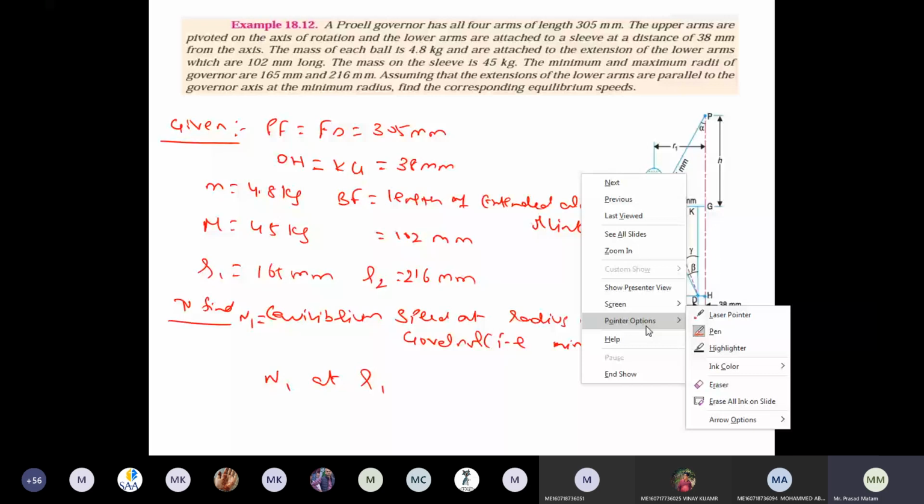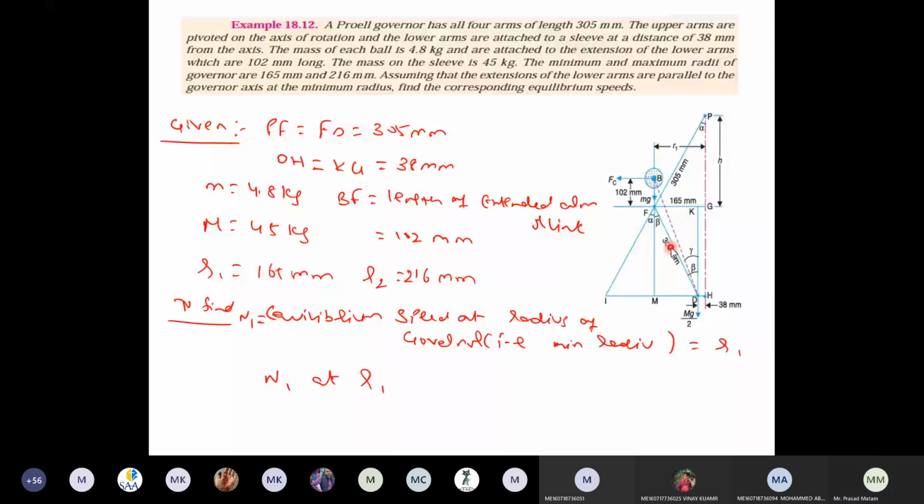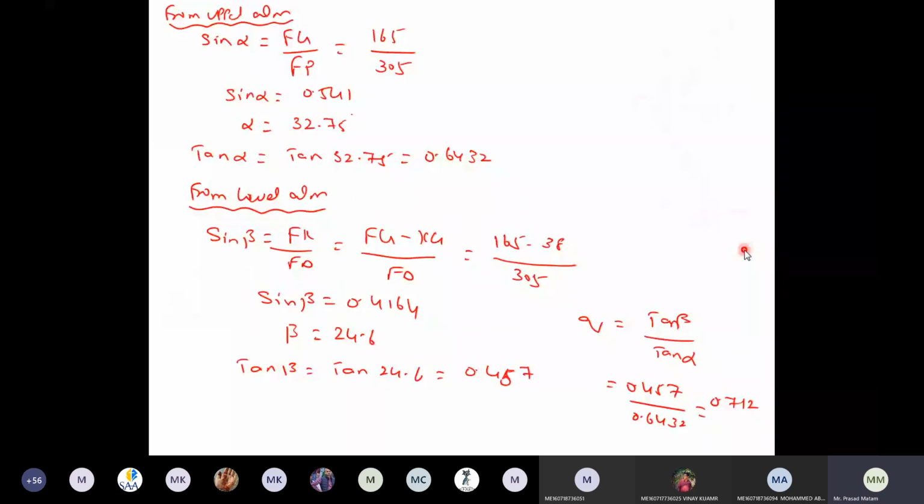But you can see one more dotted line is here. The problem also clearly says: assuming that extension of the lower arms are parallel to the governor axis at minimum radius, find the corresponding equilibrium speeds. Assuming that condition, this lower arm is equal to the governor axis, and we solve the problem. So when I assume that condition, from the lower arm I am trying to find out the beta value.